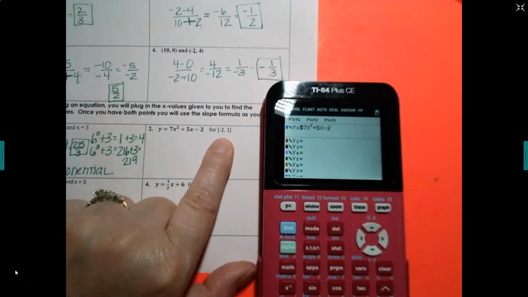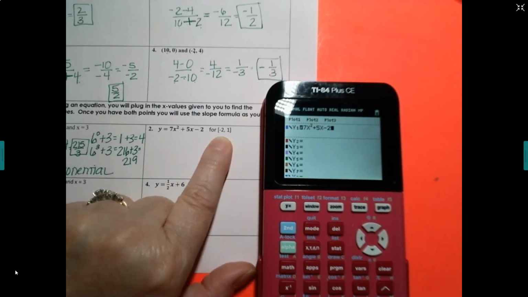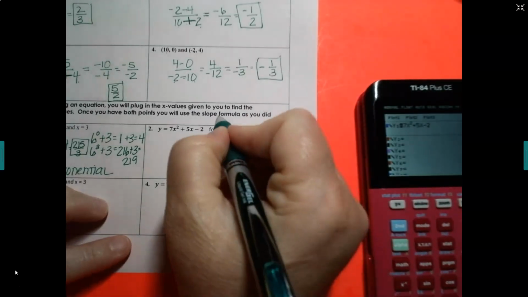Okay, so this looks different. This doesn't say for x equals anything. It looks almost like I'm trying to give you a point here. But these are actually x values.